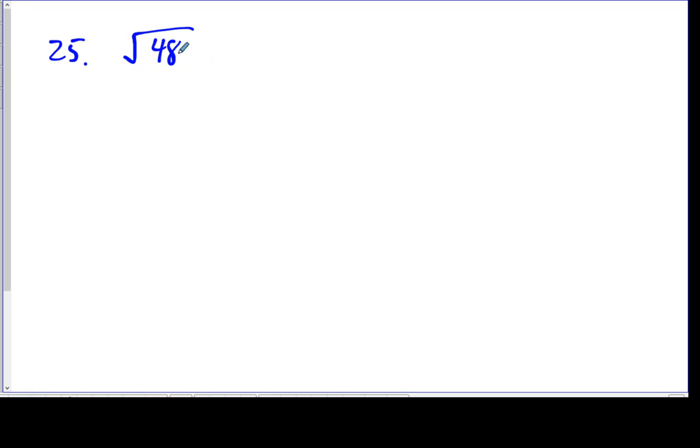25. 48 is not a perfect square, but think about what the factors of 48 are. Again, you want to think perfect square factors. Say, all right, 2 squared is 4, so 4 is a perfect square. That's a factor of 48. So you could definitely do that, but is that the most simplified? Think about the other factors of 48. Are there any greater factors?